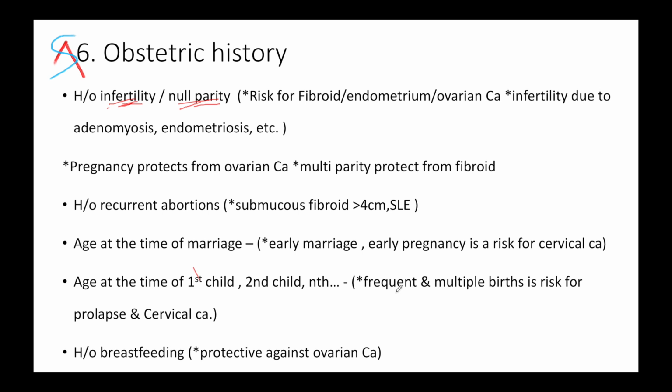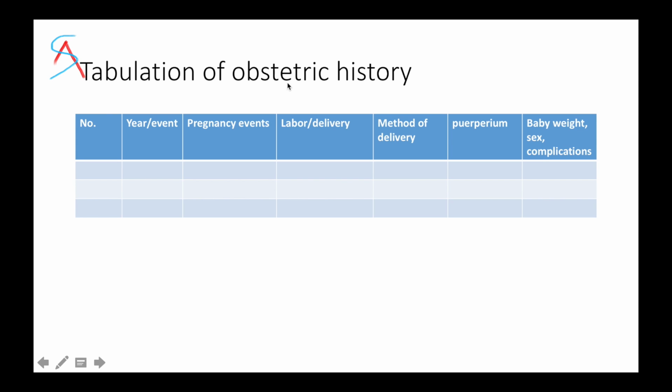there is very frequent childbirth and multiple childbirths, then it's a risk factor for prolapse of uterus or cervical carcinoma. History of breastfeeding, because it is said that breastfeeding is protective against ovarian carcinoma. Best thing is to tabulate the obstetric history under these columns.